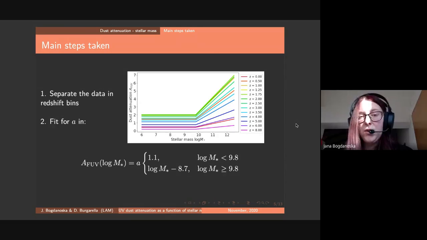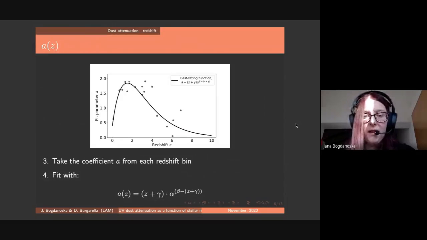In fact, we use this one to model the redshift evolution. We take the value of this parameter and we plot it as a function of the redshift. We take the redshift of the bin and we take A, and this is exactly what is shown here. Now this is a very nice plot because it looks kind of similar to the cosmic star formation rate. However, we cannot use it because it's just the parameter that I set for this function that I showed you before.